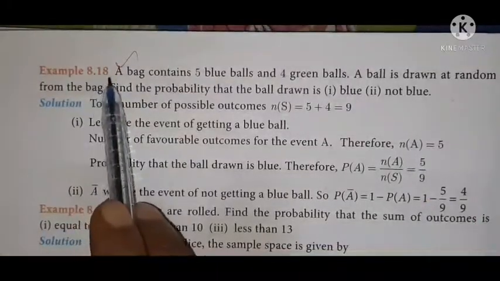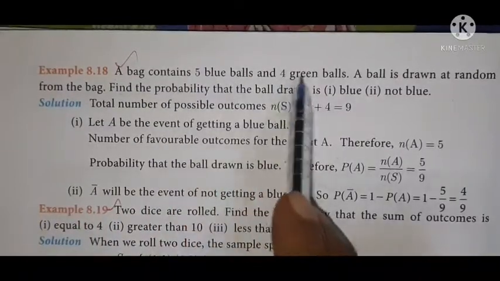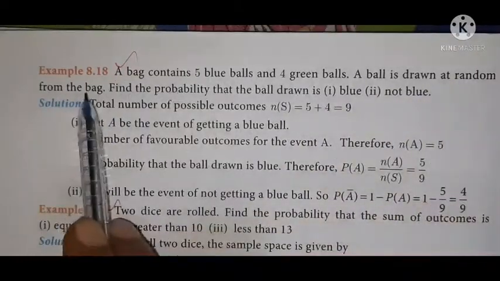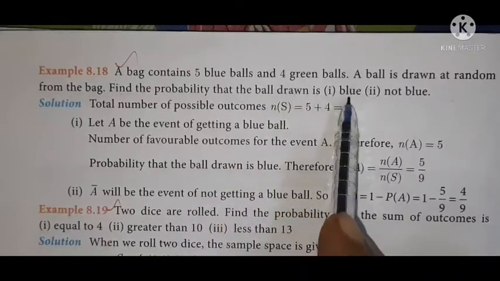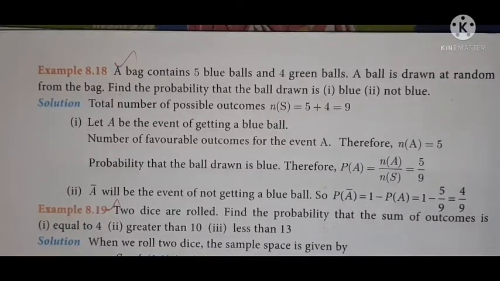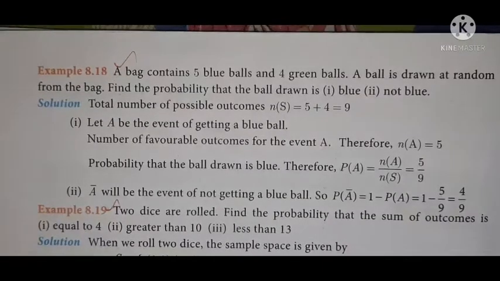Example number 8.18. A bag contains 5 blue balls and 4 green balls. A ball is drawn at random from the bag. Find the probability that the ball drawn is blue, not blue. Here, a bag having 9 balls, 5 blue balls and 4 green balls. One ball is taken from the bag. To find the probability that the ball is blue or not blue.